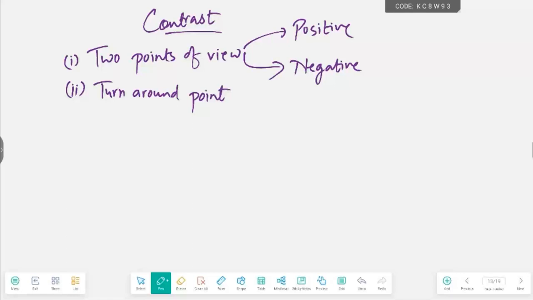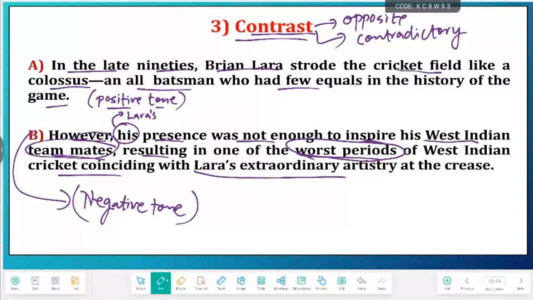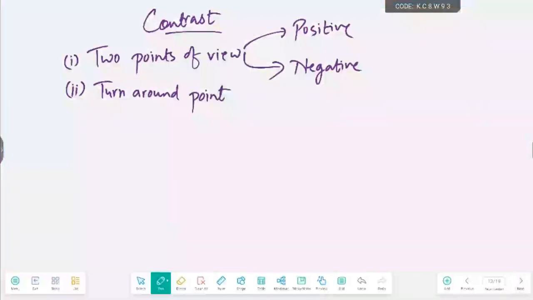ठीक है, दो चीजें हैं. एक तो है कि टू पॉइंट्स ऑफ व्यू होंगे, और ऐसा नहीं कि दो पॉइंट्स ऑफ व्यू में एक सही है एक गलत है, या एक अच्छा है एक बुरा. नो, इट इज नॉट द केस. दो पॉइंट्स ऑफ व्यू अपने इंडिपेंडेंट पॉइंट्स ऑफ व्यू हो गए, जैसे हमने इस स्टेटमेंट में देखा. अब यहां पर कुछ सही या कुछ गलत ऐसा नहीं. स्टेटमेंट ए भी सही बोल रहा है, स्टेटमेंट बी भी सही बोल रहा है. The only thing is that they have different points of view, they have different perspectives. फर्स्ट स्टेटमेंट में it is a positive perspective, सेकेंड स्टेटमेंट में it is a negative perspective. सो इंडिपेंडेंट पर्सपेक्टिव होंगे, लेकिन दो पॉइंट्स ऑफ व्यू होंगे और एक टर्न अराउंड पॉइंट हो.